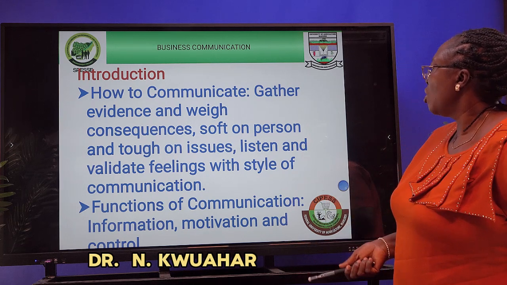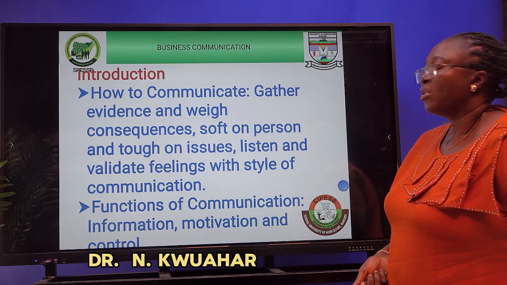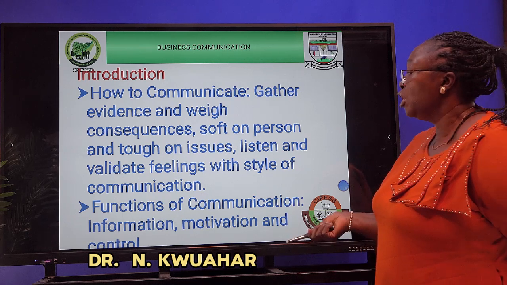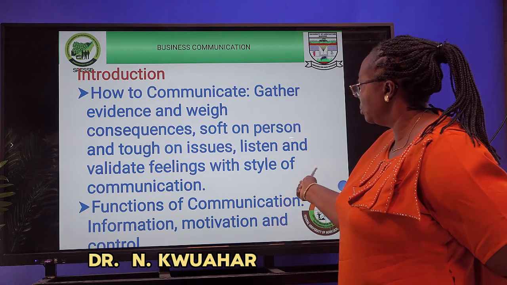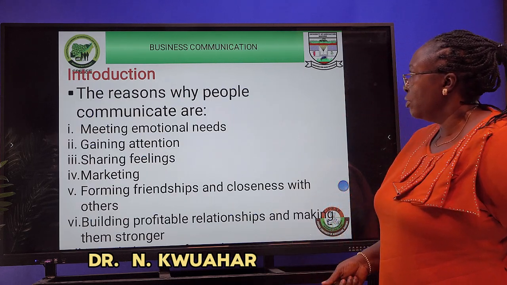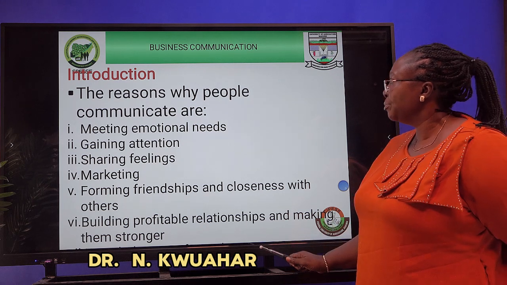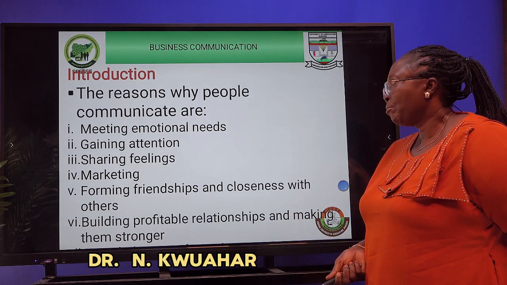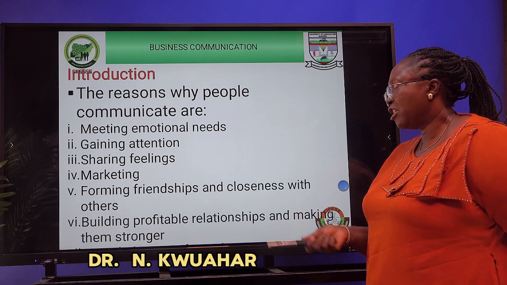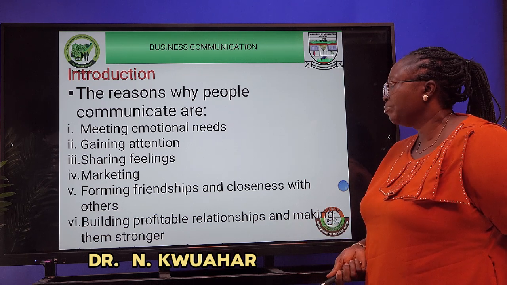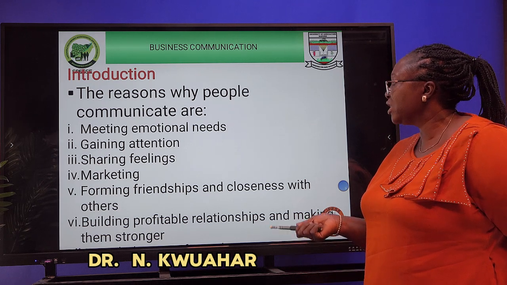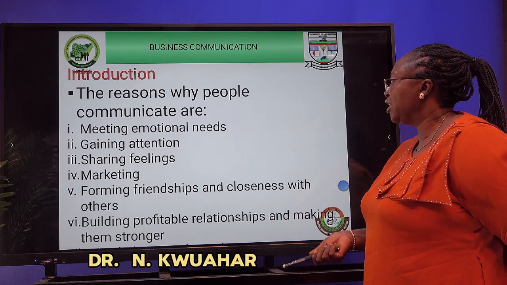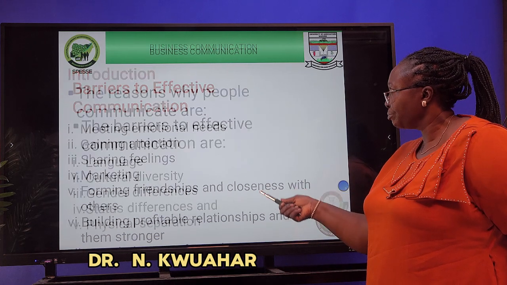The functions of communication, which are the basic rules of communication, are for information, motivation, and control. The reasons why people communicate are to meet emotional needs, to gain attention, to share feelings, for marketing, forming friendship and closeness with others, building profitable relationships, and making them stronger.